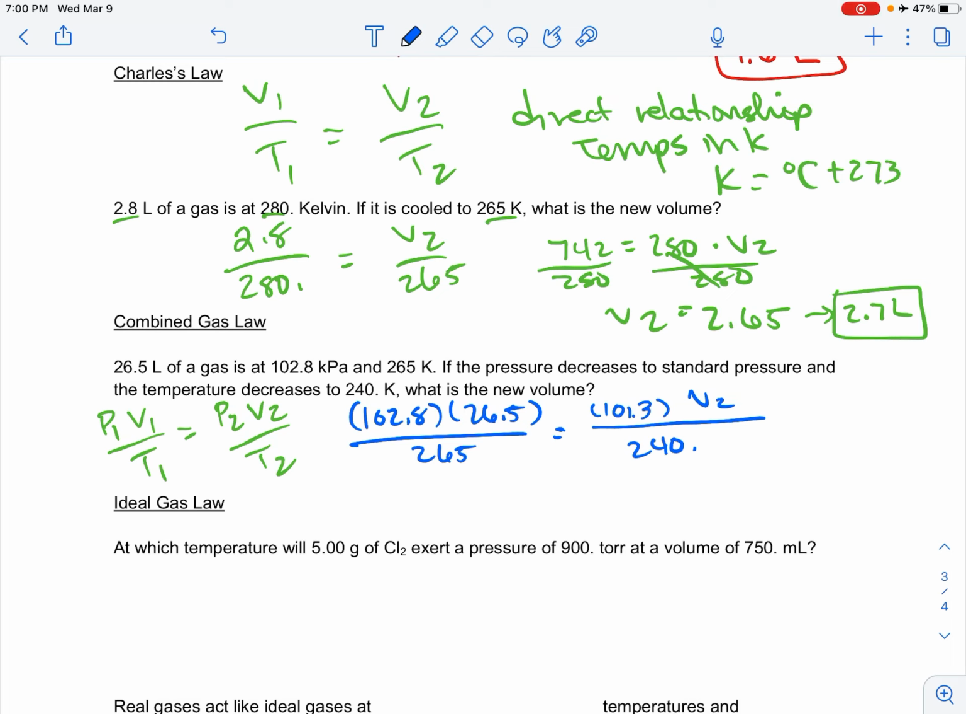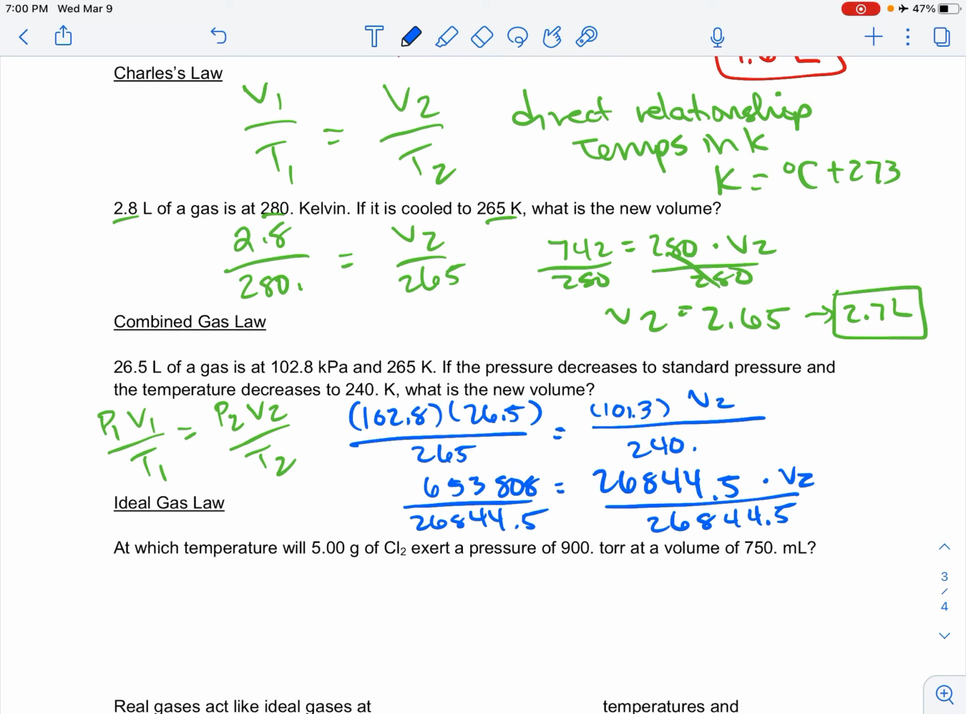So 102.8 times 26.5 times 240 gives me 653,808 equals 265 times 101.3 is 26844.5 times V2. Divide both sides by this crazy number, 26844.5. All right, now I got to plug it in. 653,808 divided by 26844.5. And I get V2 equals 24.355. Talking about sig figs, 3, 4, 3, 3. Looks like 3 sig figs. 24 point, this rounds this up, 4 liters.